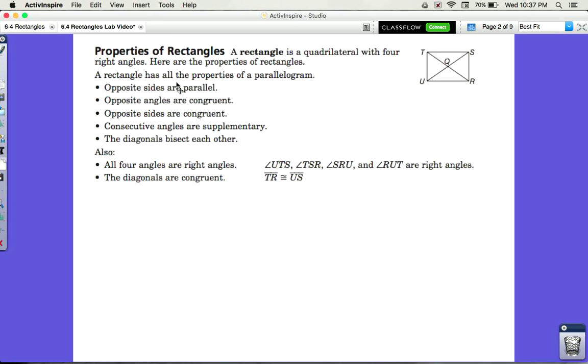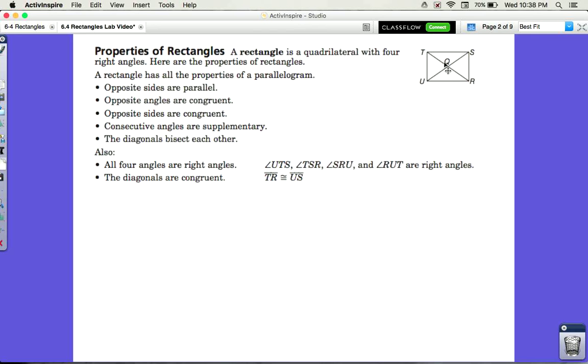of the properties of parallelograms, which are that opposite sides are parallel, opposite angles are congruent, opposite sides are congruent, consecutive angles are supplementary, and that the diagonals bisect each other. So these sides are going to be congruent to these sides. Your angles are going to be congruent here. These sides are going to be parallel.